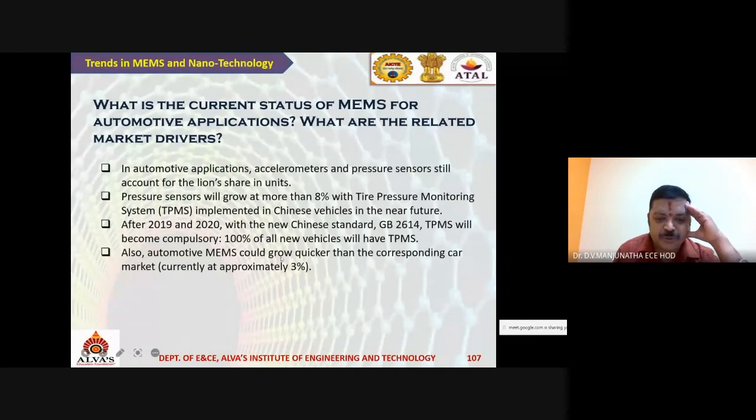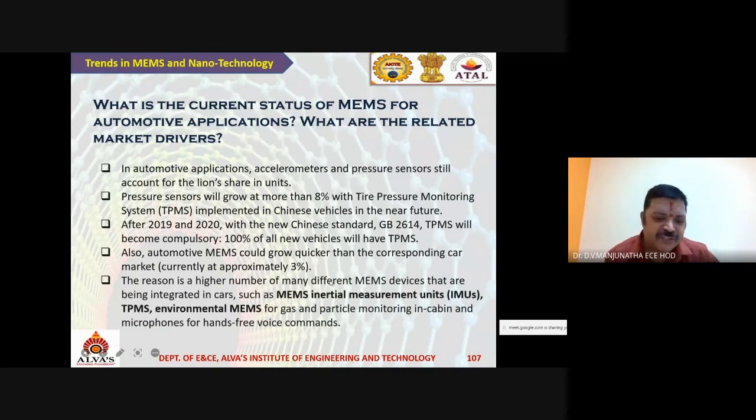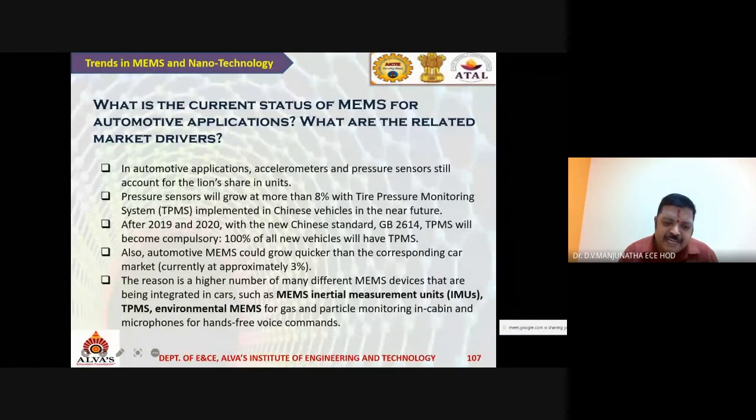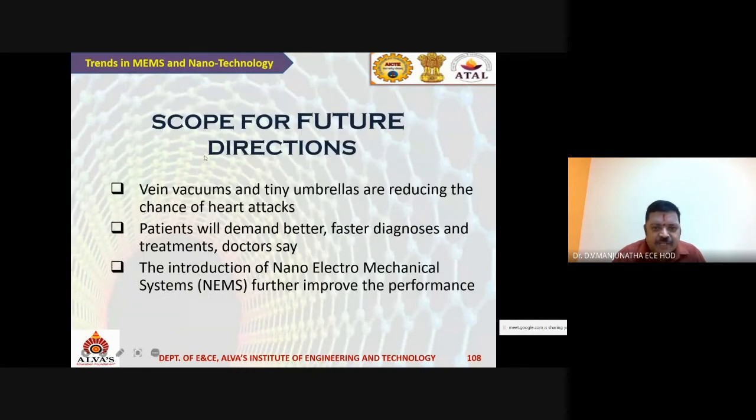Right, automotive MEMS could grow quicker than the corresponding car market, currently approximately 3%. The reason is the higher number of many different MEMS devices that are being integrated in cars, such as MEMS inertial measurement units, TPMS, environmental MEMS for gas and particle monitoring in the cabin, and microphones for hands-free voice communication and voice commands, right? So what is the scope for future directions?